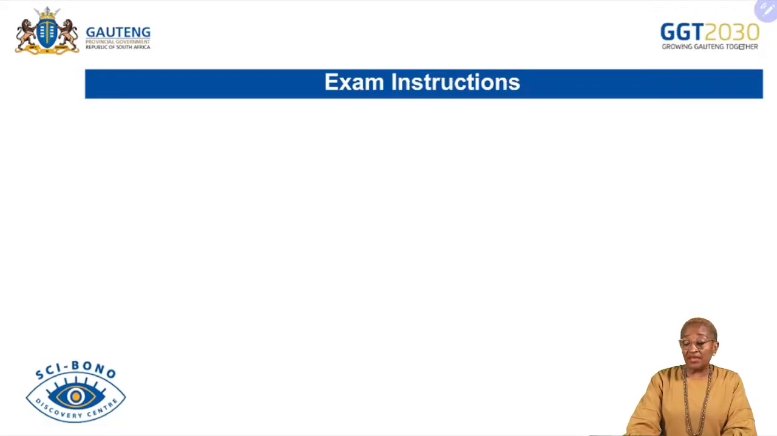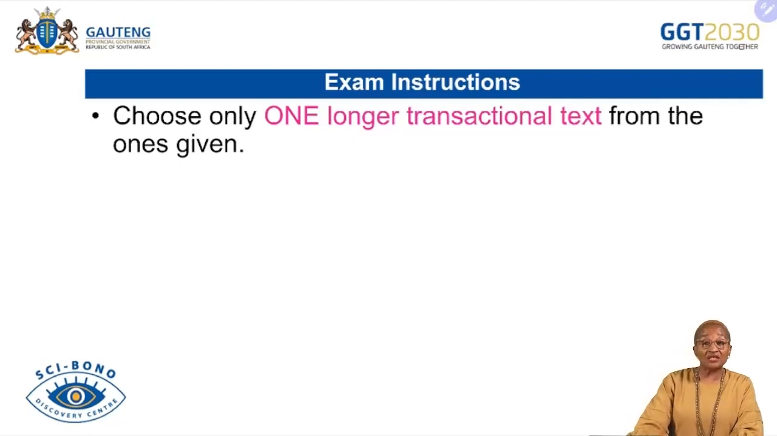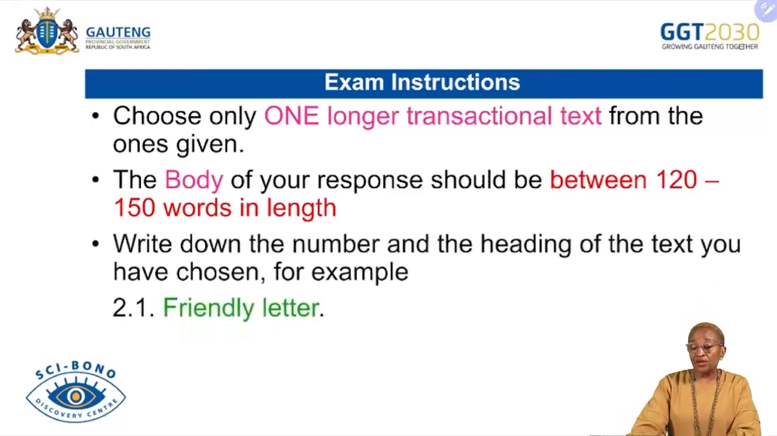Let's just recap the exam instructions. You are expected to choose only one longer transactional text from the ones given. The body of your response should be between 120 and 150 words in length. Write down the number and the heading of the text you have chosen. For example, 2.1, a friendly letter, or 2.2, an obituary, 2.3, a speech.